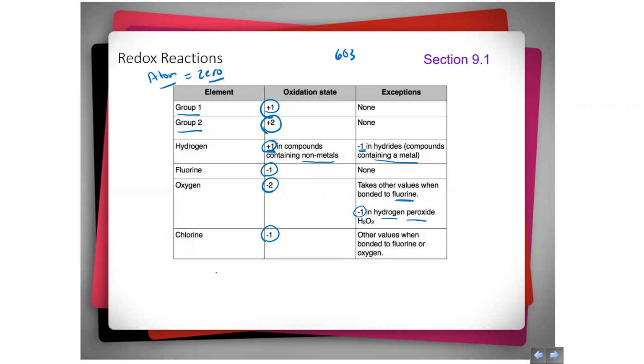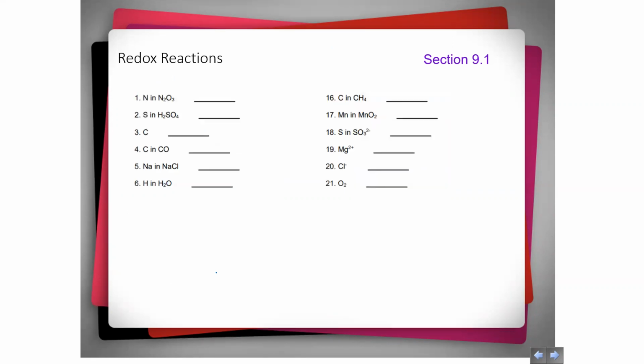What we can do with oxidation states or oxidation numbers is figure out if electrons were gained or lost, depending on if our oxidation state got more positive or got more negative. If it gets more negative, it gained electrons. If it gets more positive, it would have lost electrons. So that's what we're going to do. So keep this table handy. This is page 603 while we work through a couple of examples.